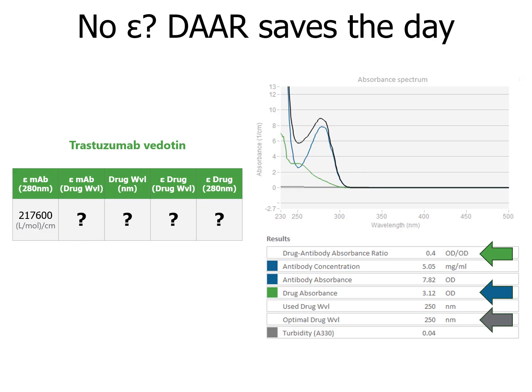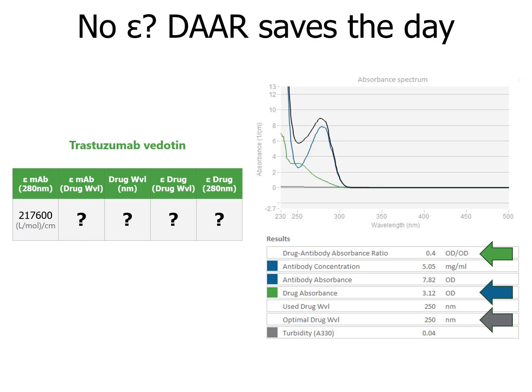In this case, we're able to easily calculate the molar extinction coefficient for the antibody trastuzumab at 280 nanometers. But we don't know the extinction coefficients for the drug at another wavelength. We don't know the extinction coefficient for the antibody at another wavelength. And we don't know the coefficient for the drug at 280 nanometers. So we kind of hit a hard wall when it comes to doing any kind of additional math.